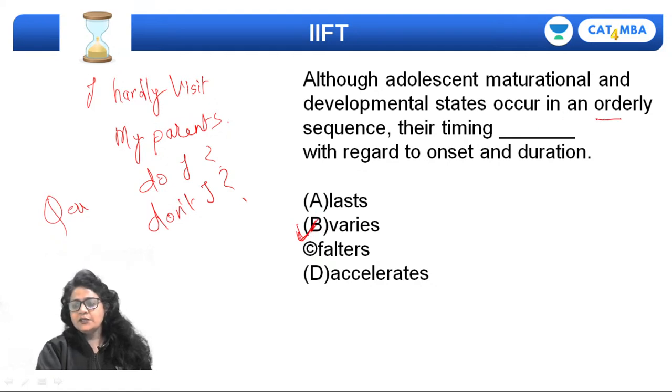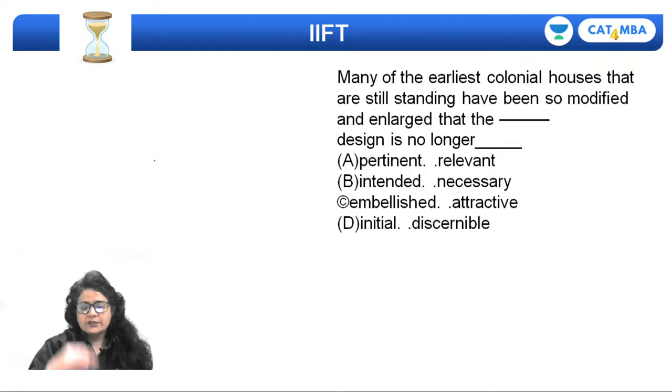This happens in an orderly sequence, but their timing varies. So orderly ko opposite chain. Answer is B. Very good. So, yahan bataiye, I hardly visit my parents. What is going to be the question tag? Yes, do I? Theek hai? Because this is negative. So, the question tag is going to be positive. Alright? Next.